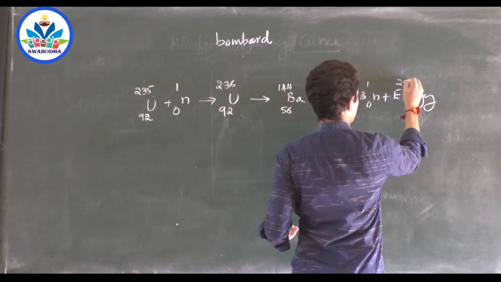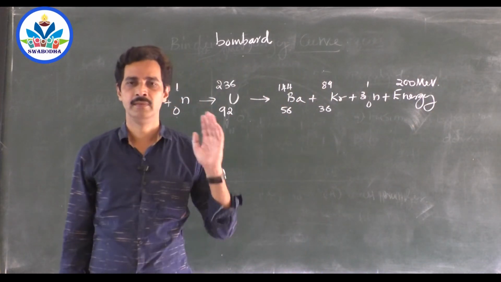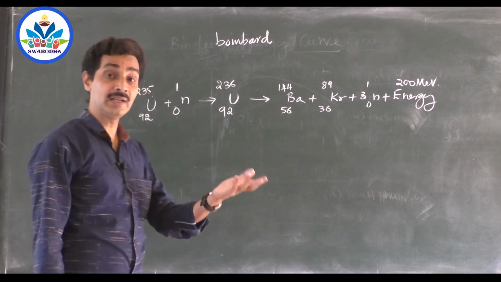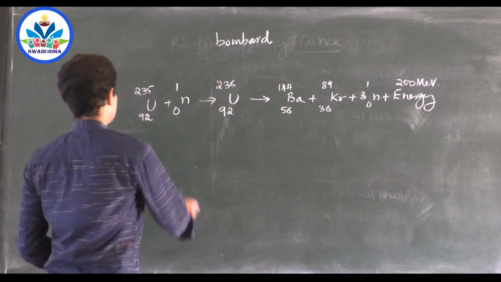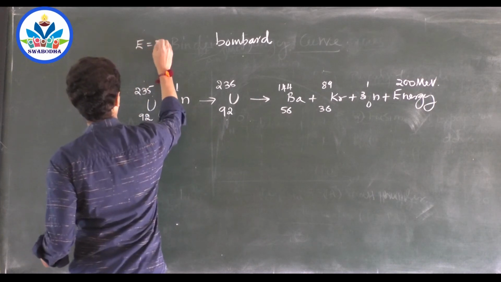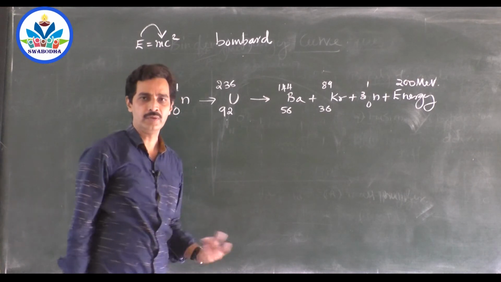Say, for example, almost 200 million electron volts of energy is released. From where do we get that energy? This is another example of Einstein's mass-energy relation, where mass is converted into energy. How do you explain it?